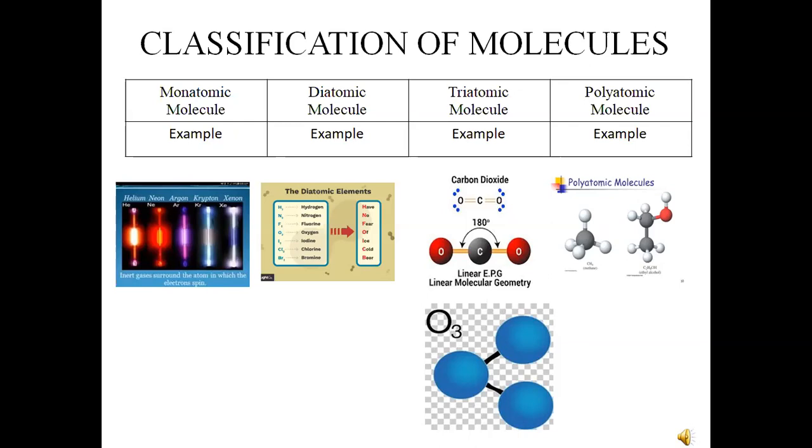And last one is the polyatomic molecule. A polyatomic molecule example here is CH4. This is methane, the structure of methane. Methane has 5 atoms. That is, CH4 is the methane molecule. C is one atom and H4 is four hydrogen. So in CH4, 5 atoms are here. So polyatomic means a molecule containing more than three atoms is known as a polyatomic molecule.